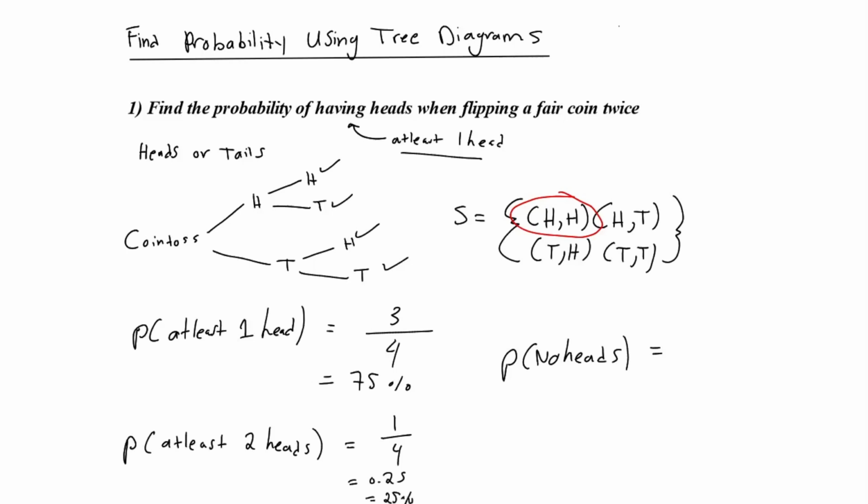Now, our final question asks us, what is the probability for no heads? Again, you can pause the video and try it yourself. The answer would be that we're looking for somewhere in our set where there are no heads, and the only place we can find it is here, where we have 2 tails. So that gives us 1 over 4. Just like before, we get 0.25, which gives us 25%.